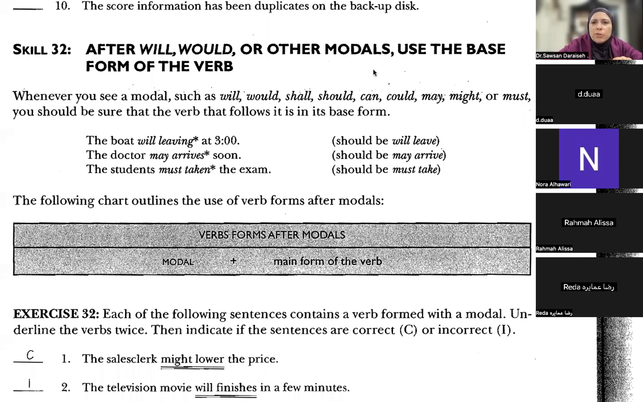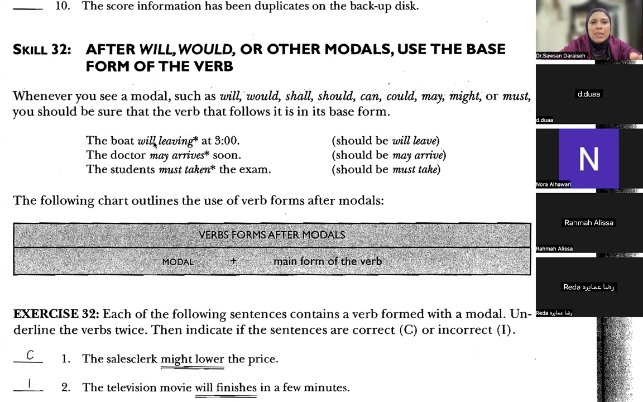After will, would, or other modals, use the base form. So I said, when we talk about modals like will, can, may, shall, and the past form of these verbs, here they are. Whenever you see a modal such as will, would, this is the past form of will. Shall, should, its past form. Can, could, may, might, or must, you should be sure that the verb that follows it is in its base form. The boat will, not leaving, we need the base form. Will leave. So remember, guys, whenever we have a star, that means there's a problem here. Leave. Right? Yes, good job.